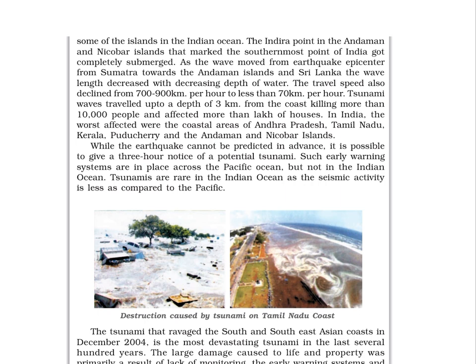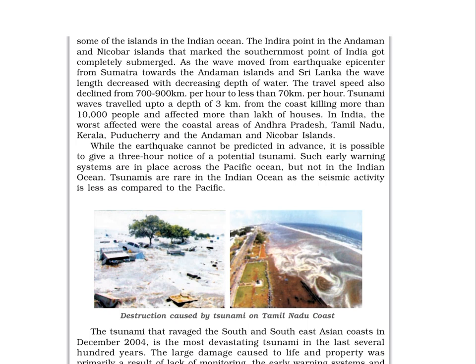Tsunami waves traveled up to a depth of 3 kilometers from the coast, killing more than 10,000 people and affected more than a lakh of houses. In India, the worst affected were the coastal areas of Andhra Pradesh, Tamil Nadu, Kerala, Puducherry, and the Andaman and Nicobar Islands.